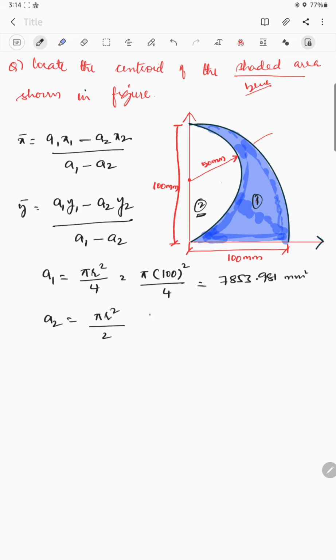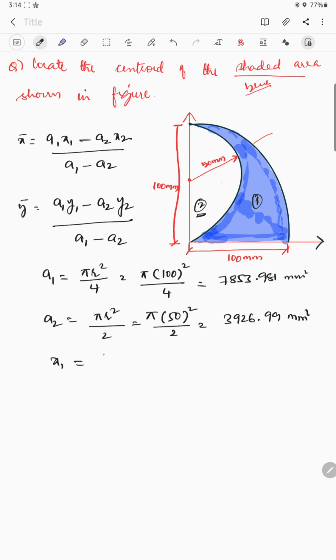What is the radius of that one? Pi into 50 square whole divided by 2. That means our a2 will be 3926.99 mm square. This is a1 and a2. What about x1 and x2?